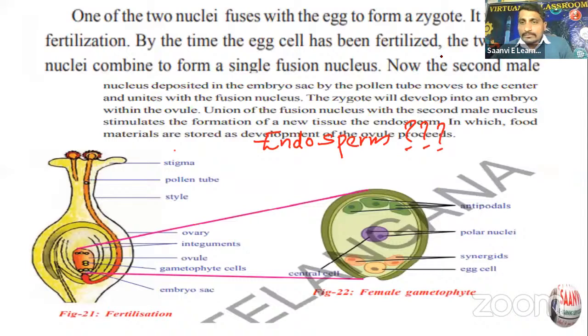See, here food materials are stored. That food material is stored in endosperm. Endosperm is nothing but a tissue which will form inside the ovary. This will help to develop the ovule. Then the ovule proceeds in development by utilizing that. Okay. For example, just wait.